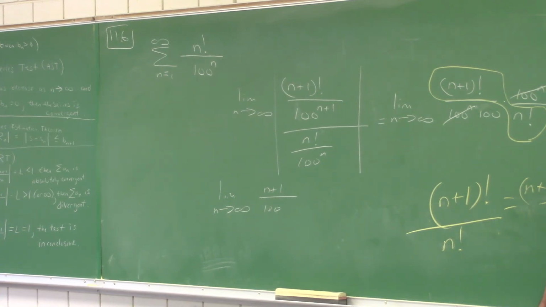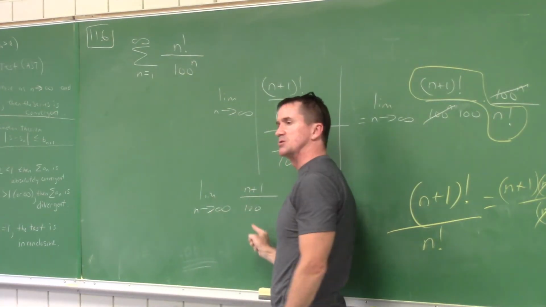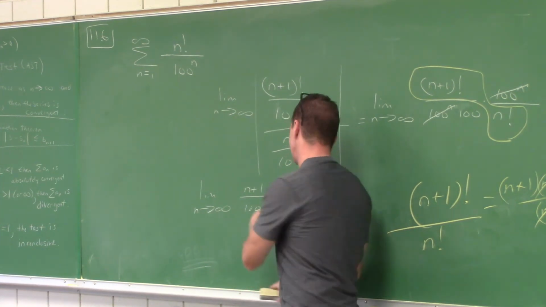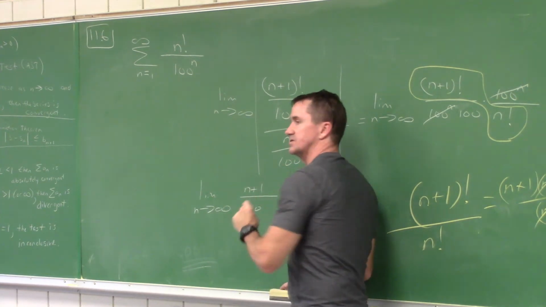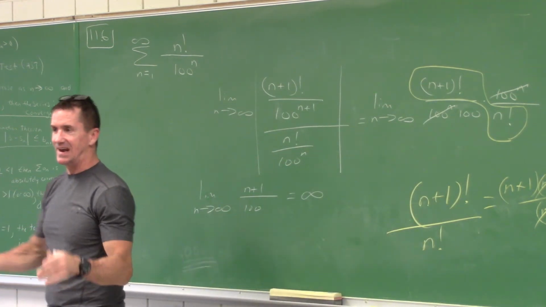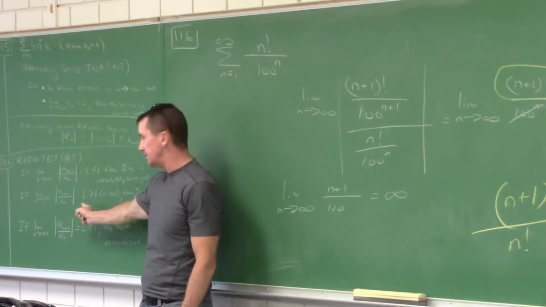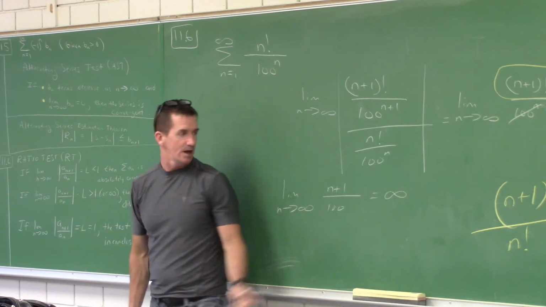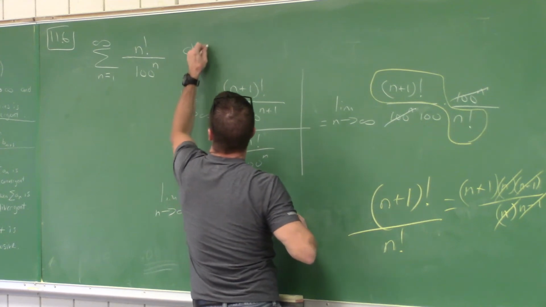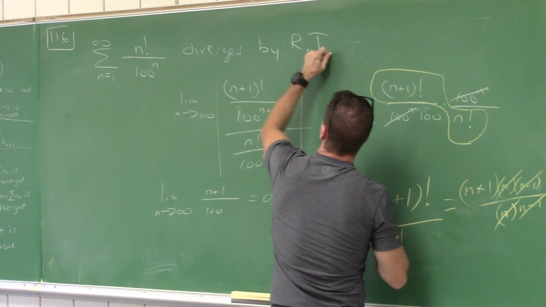Does anybody know that limit? What's the limit as n approaches infinity of n plus 1 over 100? It's heading towards infinity, right? So what's my answer by the ratio test? This is way better than that alternating series test, where we had to go to another test. The test says what happens is your limit is greater than 1 or infinity. In this case, it's infinity. What can I say? This series diverges by the ratio test.